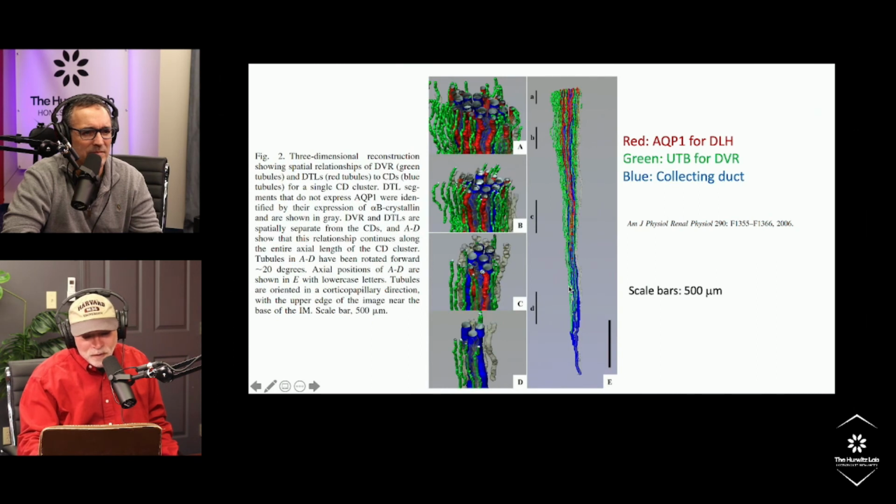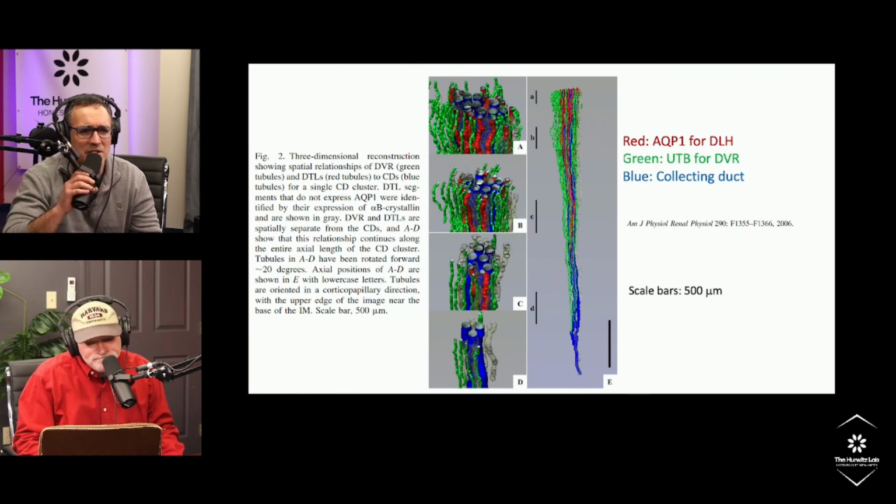Okay, so what do you see here? Oh, this is beautiful, isn't it? This is that 3-dimensional reconstruction. It shows the spatial relationship. Why don't we start with the collecting duct in blue, because it's the star.